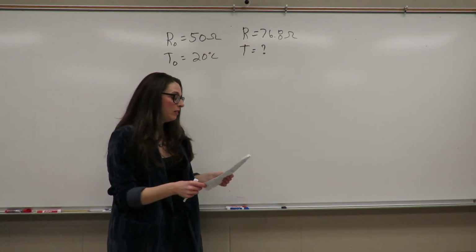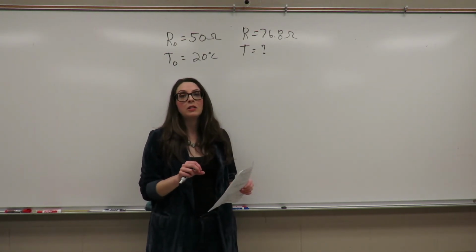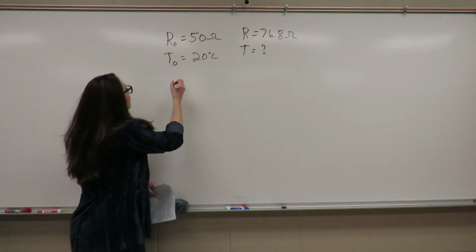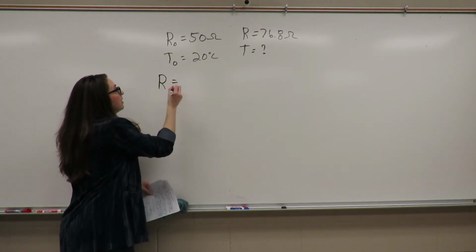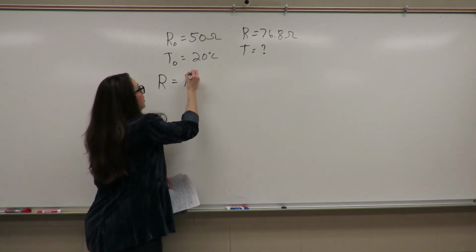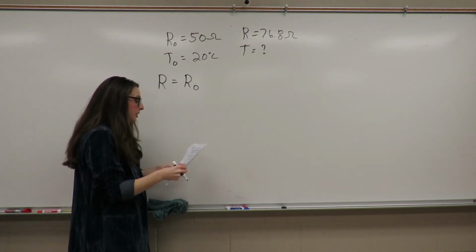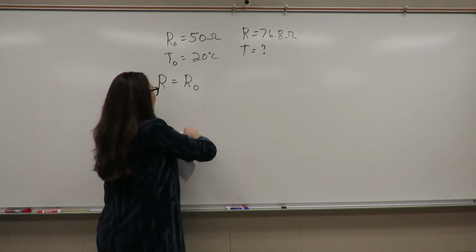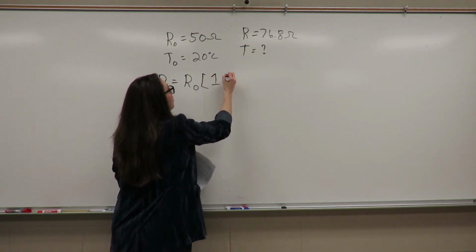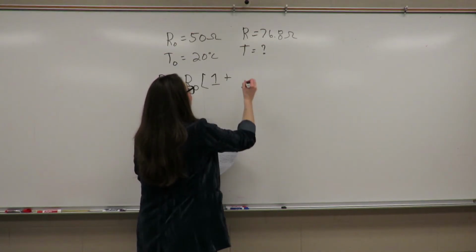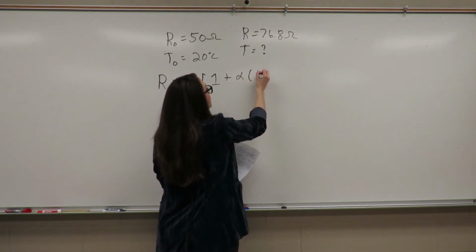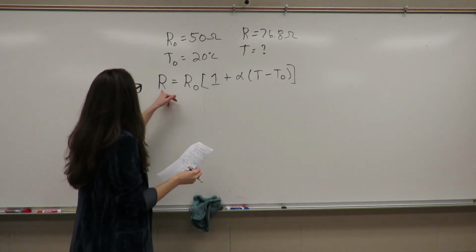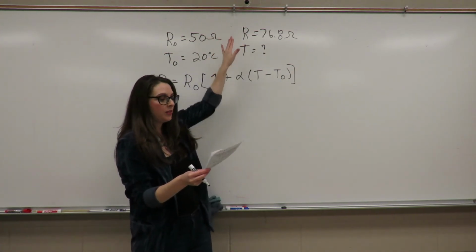Now, we have an equation which relates the resistance of a material to its change in temperature. So we have the equation that the resistance, the final resistance of a material, is equal to its resistance at some reference temperature times 1 plus alpha times T minus T0. Okay, so in this equation, R, that's our final resistance that we've achieved here.